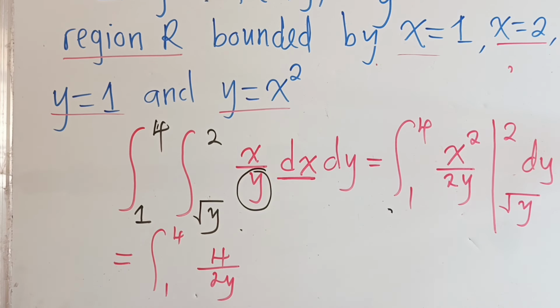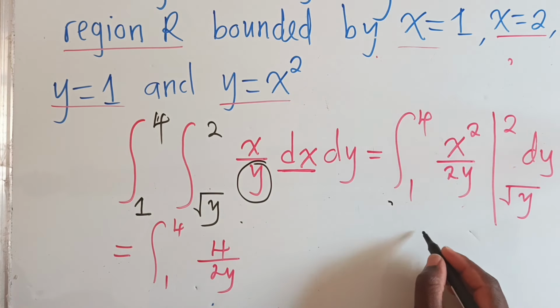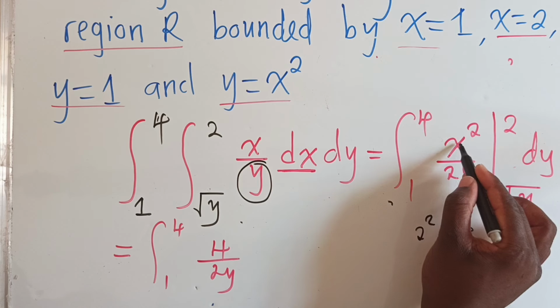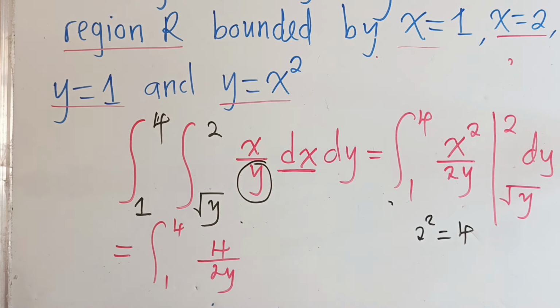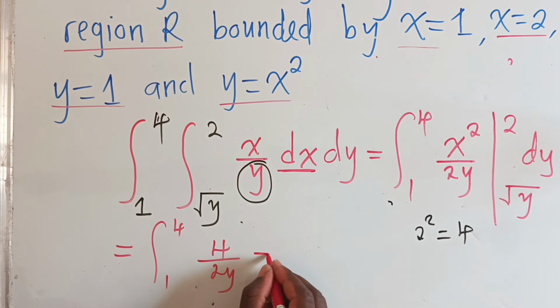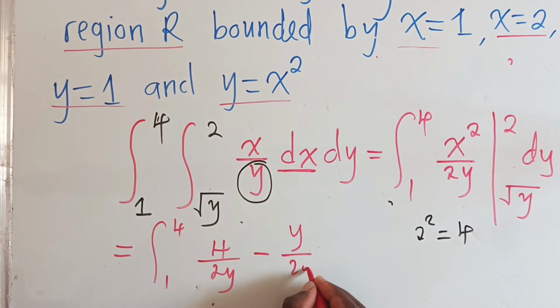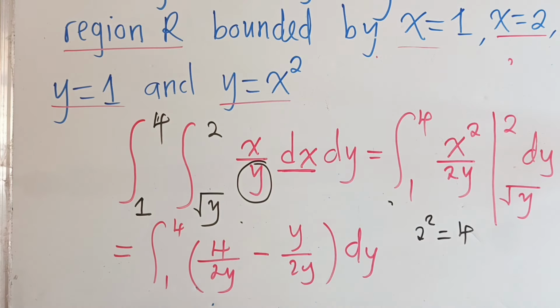I know you may be wondering why we are having this 4. When we substitute a 2 here, where x is, we're going to have 2 power 2, which will give us a 4. So just here on top, we have a 4 over the denominator, which is 2y. And then we say minus. The lower limit, when we substitute, we shall have y over 2y. So this is what we're having here, and then we say dy.